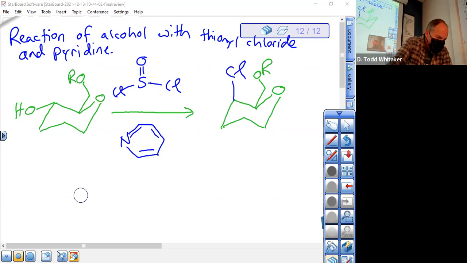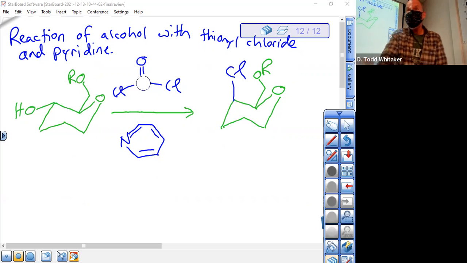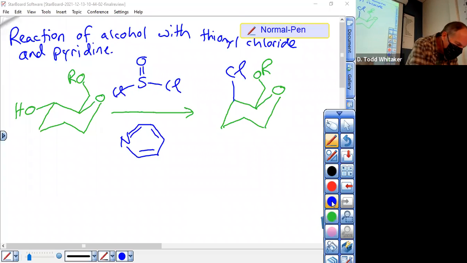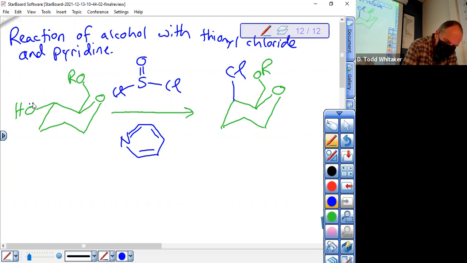Now, how does this start? Well, the important thing to remember is sulfur with its 4 bonds to more electronegative stuff is very positive. And the oxygen lone pair attacks the sulfur. And we don't break off a chloride when we have a pi bond to break first. We break a pi bond.